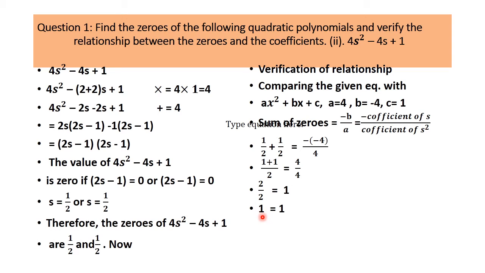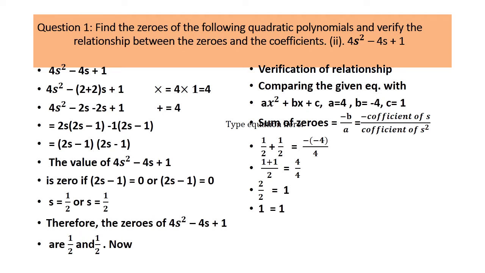This is the left side. Now the right hand side, put the value of b. B is minus 4. Here this is the minus, and minus of minus 4 upon a, which is also 4. Minus minus is plus, 4 upon 4, and this will cancel, and this is 1. Also 2 will cancel with 2. 1 equal to 1. So the sum of zeros, both sides are equal. This is the first part of verification.